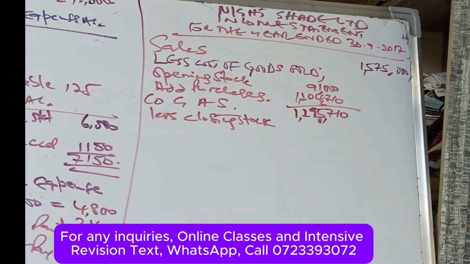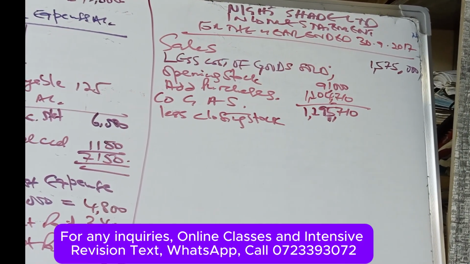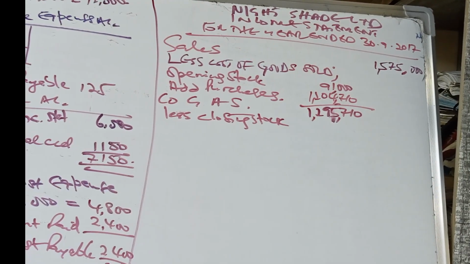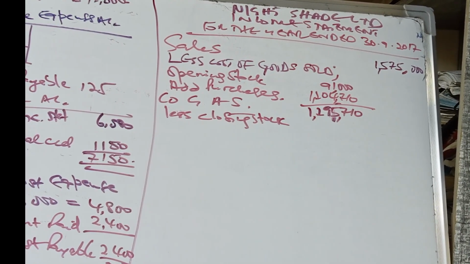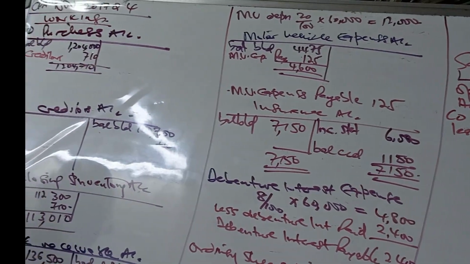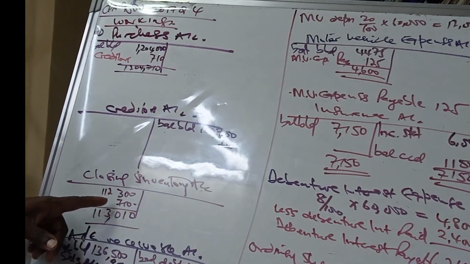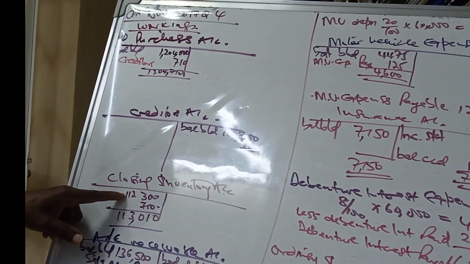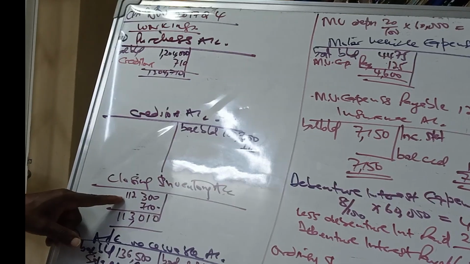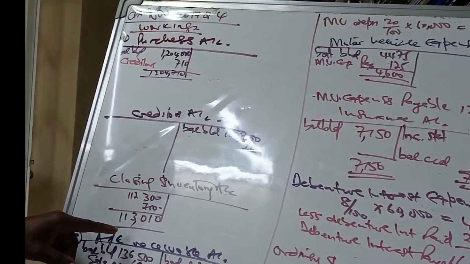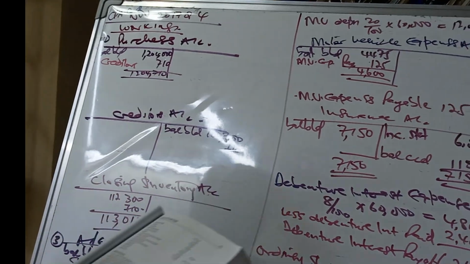So our closing stock from additional information number 1 is 112,300. But you must never forget, number 2, we increased it with the purchases of 710 which have not arrived. These were the ones which were in the office, but there are some goods which we had bought and they were coming. And therefore we added 710 to what was in the office. 113,010.